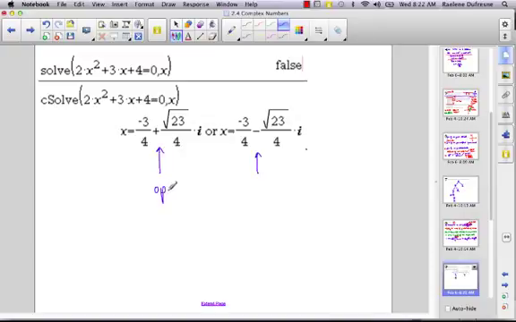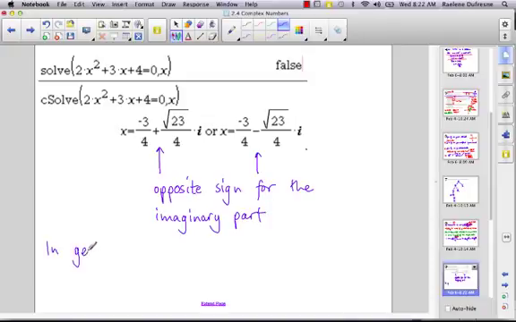We have the opposite sign for the imaginary part. So in general, if we have a plus bi and a minus bi, these two complex numbers are complex conjugates.